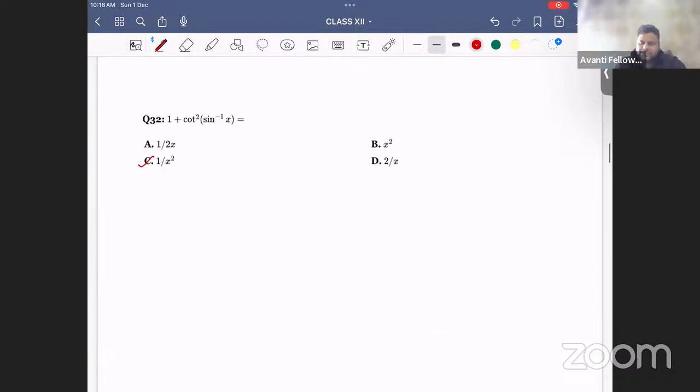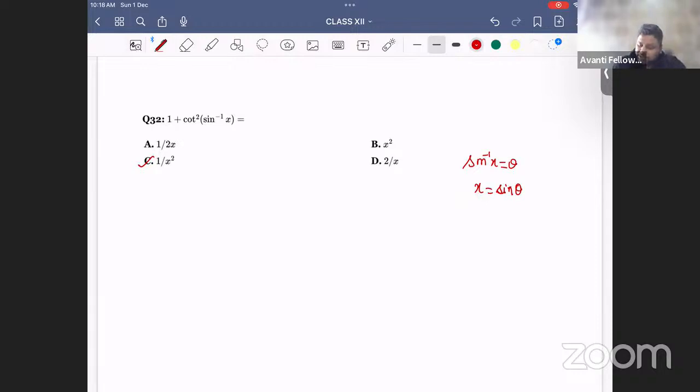Now see question 32. This is a treat question. If you get this question and you do not solve it, it means your preparation is not up to the mark. Very easy question. See, let us assume sine inverse x as theta. So that means x equals sine theta. From that, get cot theta.